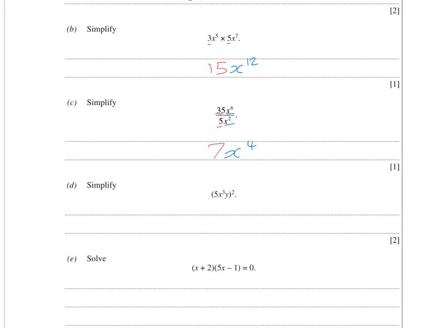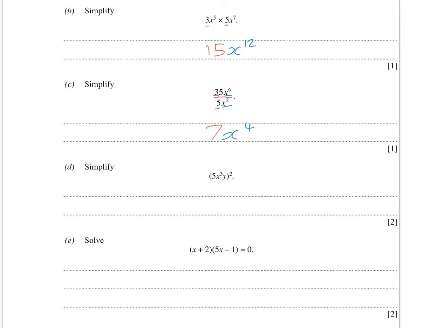Okay? This thing here, squared, means times by itself. So I'd actually write this out again. I'd say 5x cubed y times by 5x cubed y. So I'm going to do 5 times 5, that's 25. And then I'm going to do x cubed times by x cubed. So remember, you add the powers together, so that's x to the power of 6. And I'm going to do y times y, which is just y squared. So that's what your answer should be.